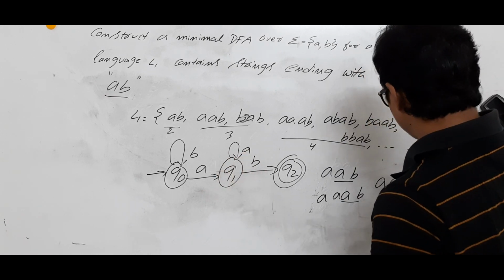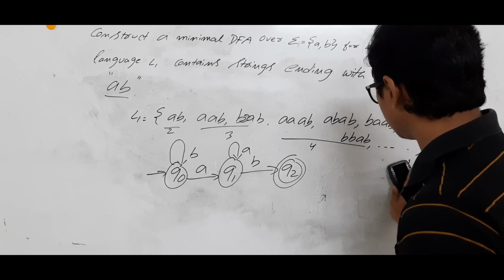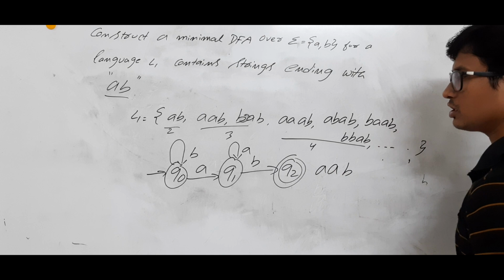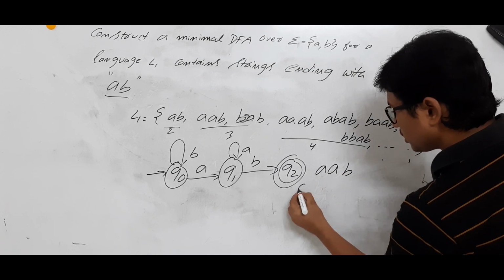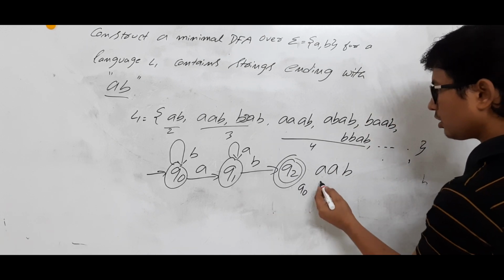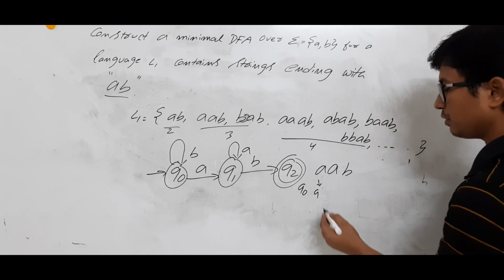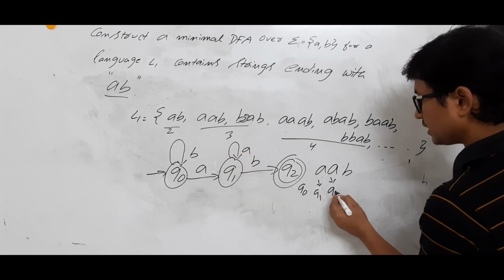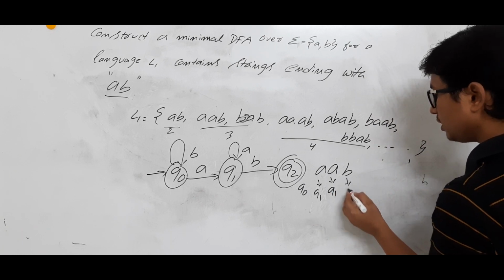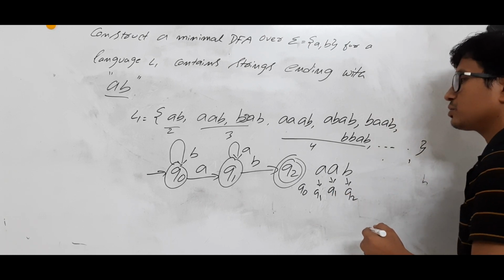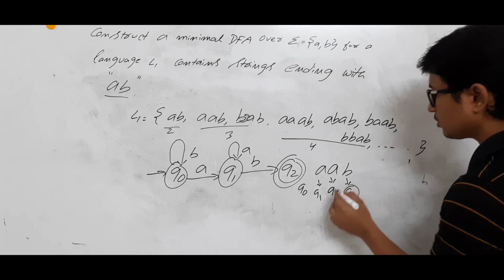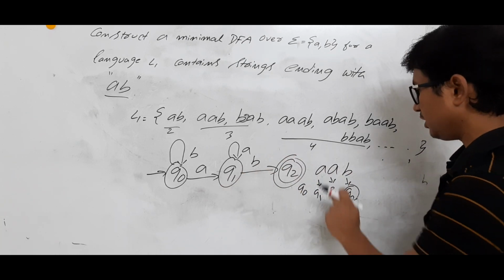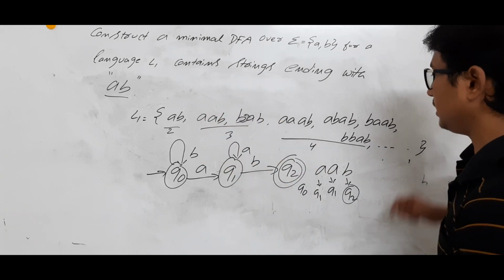Then we will check whether it is correct or not. We will take AAB, the smallest one. Q0 is the initial state. Q0 on A, you go to Q1. Q1 on A, you go to Q1 itself. Q1 on B, you go to Q2. So you are reaching the final state. This string is accepted by the DFA, and it belongs to this language L1.